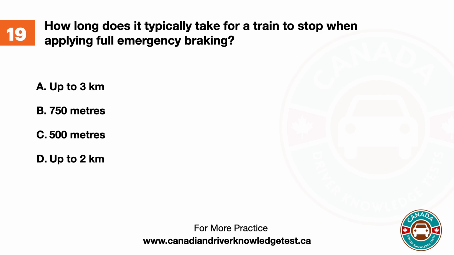Question 19. How long does it typically take for a train to stop when applying full emergency braking? A. Up to 3 kilometers. B. 750 meters. C. 500 meters. D. Up to 2 kilometers. The answer is D. Up to 2 kilometers.